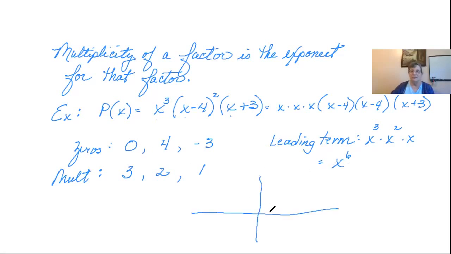We've got zeros at 0, 4, and negative 3. Because this is an even exponent, even degree, with a positive coefficient, we know that the graph is going to go up on both ends. The question is what happens in between.